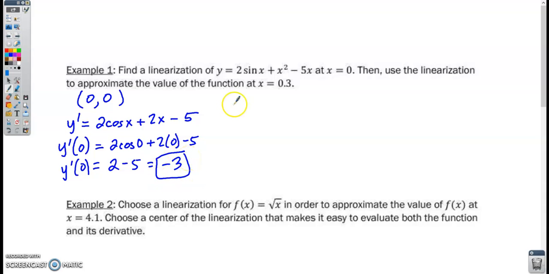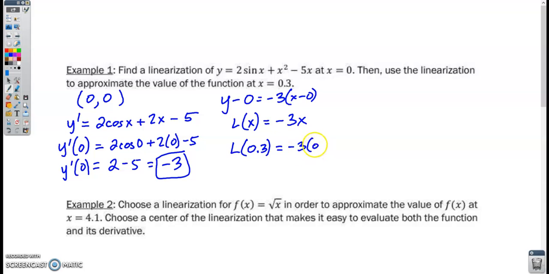And so our linearization is going to be y minus the y coordinate is equal to the slope times x minus the x coordinate, and we can simplify that into our linearization being the function negative 3x. Okay, so that's going to be the line that we use to approximate the value of the function. If we want to approximate the value of the function at x equals 0.3, we're just going to substitute 0.3 into this function. And our linearization approximates the value at negative 0.9.